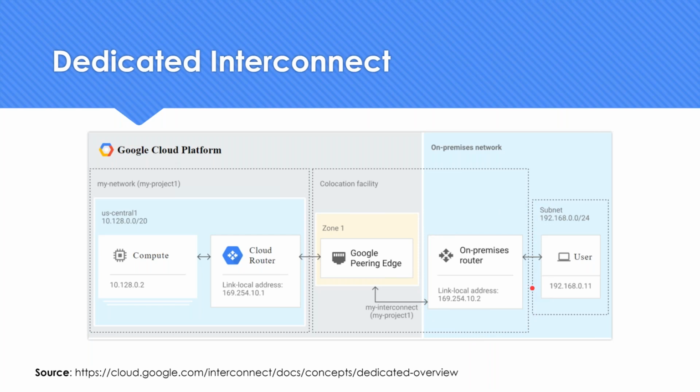Yes, you need a cloud router on both sides. Sorry, you need a router on both sides. In GCP, it's going to be a cloud router. In on-premise, it's going to be something like a Cisco or a Juniper router, which is BGP compliant, basically. Now, let me just show you a small demonstration of dedicated interconnect.